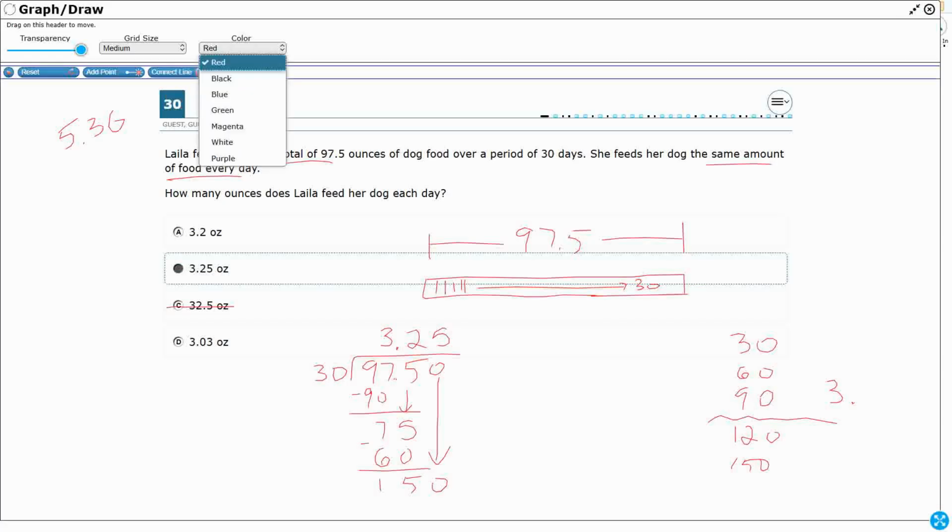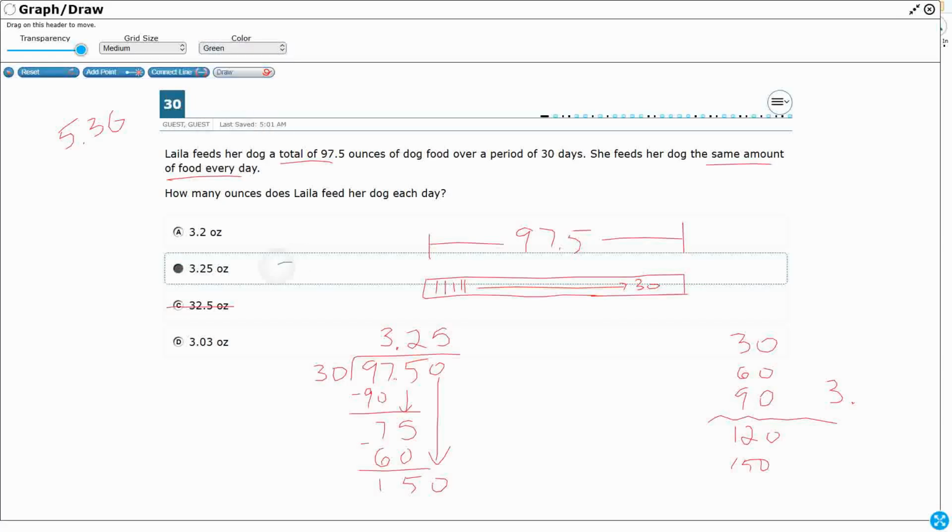Now, how did we do? We had 55% of our students get this correct, so not quite at the 60% threshold. Look at this. We had 23% of our students choose 3.2. Very interesting. Because that's when you get this and you don't have that extra 0. You've got a remainder of 15, but you're not sure what to do with it. So if you just stopped and didn't add the 0, you'd get that 3.2.